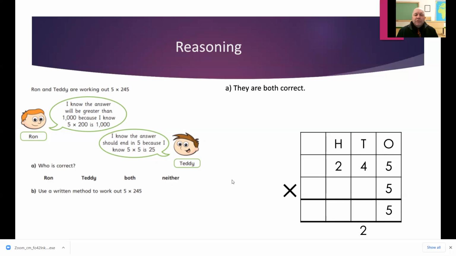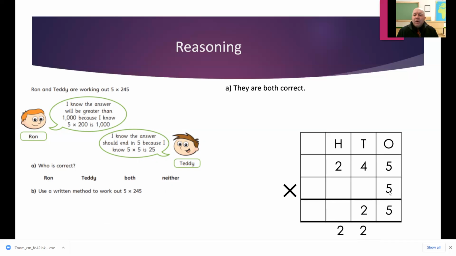Now let's see about Ron's statement. We now do 5 times the 4 tens. So 5 times 4 is 20, plus the 2 that we've carried across. So we've got 22 tens. So 2 goes in the answer, and 2 is carried across into the hundreds column.